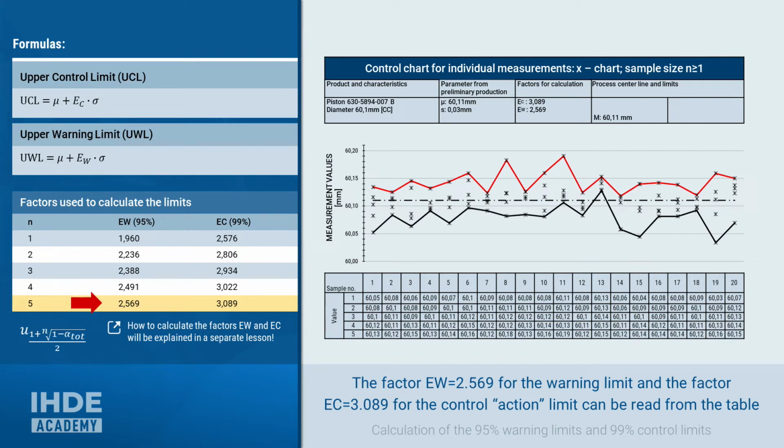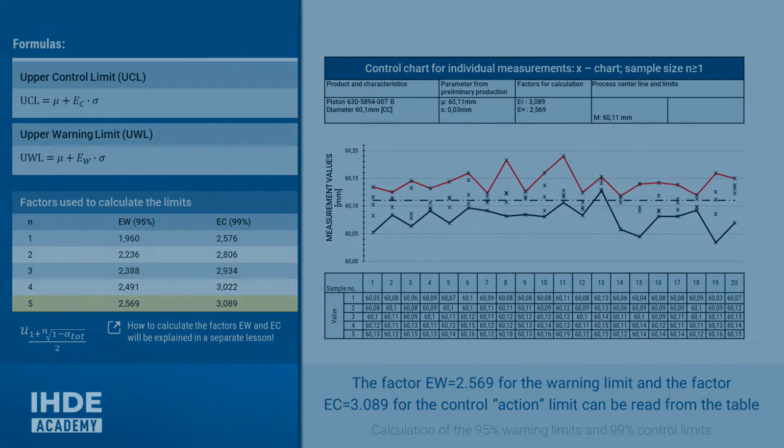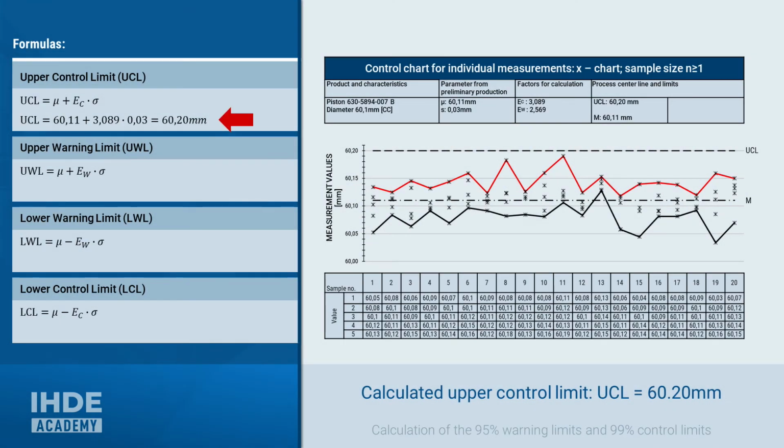For a sample size of 5, we take from the table a value of 2.569 for EW and a value of 3.089 for EC. Both values were also entered in the header of the control chart. If you now insert these values into the formula for the upper control limit, a value of 60.2 mm is calculated. This control limit has also been drawn on the control chart.